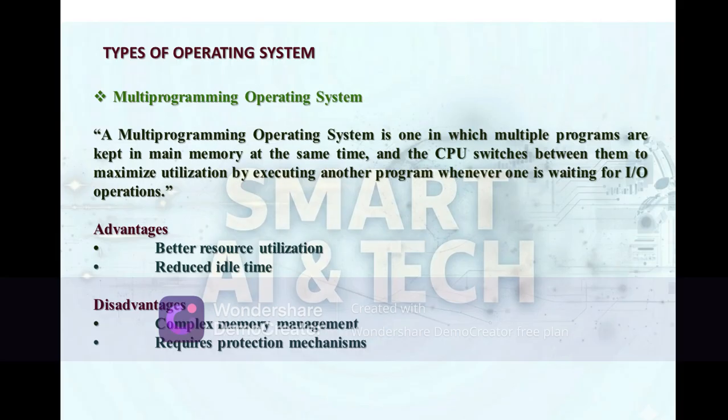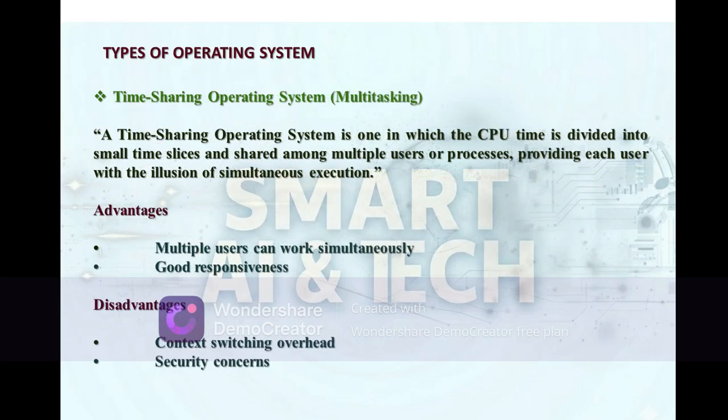Now the third one is the time sharing operating system. The time sharing operating system is one in which the CPU time is divided into small time slices and shared among multiple users or processes, providing each user with the illusion of simultaneous execution.